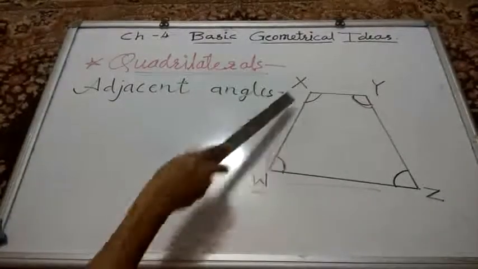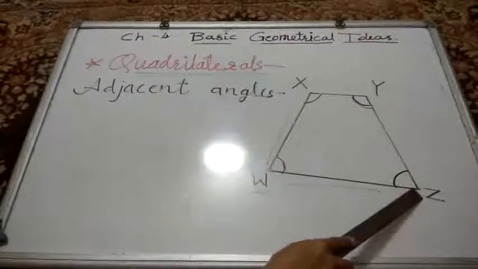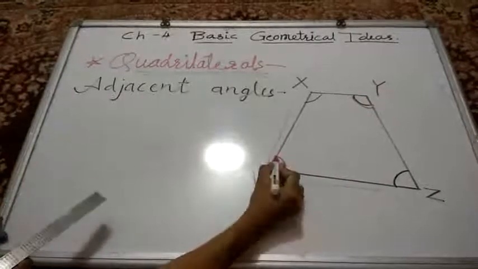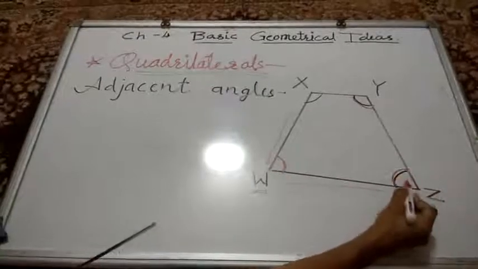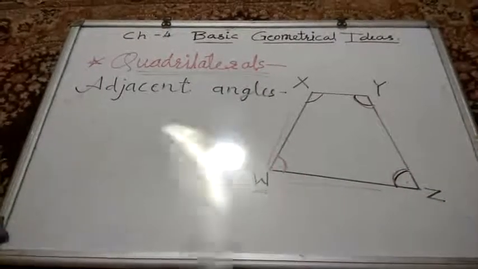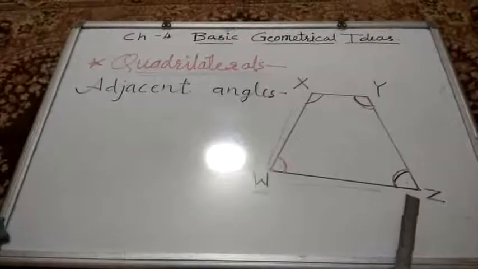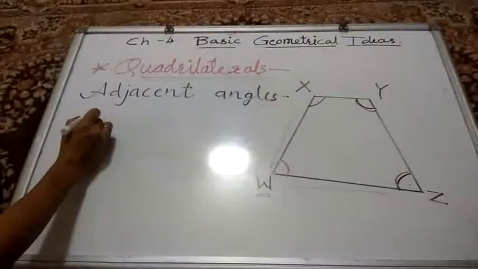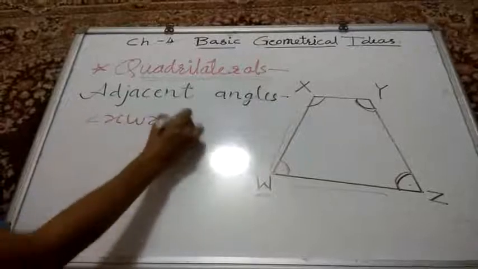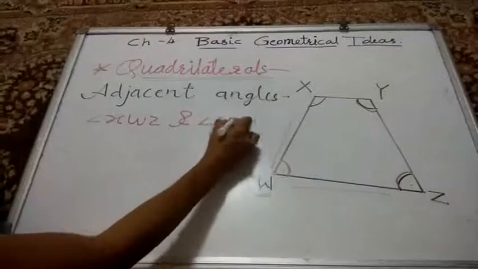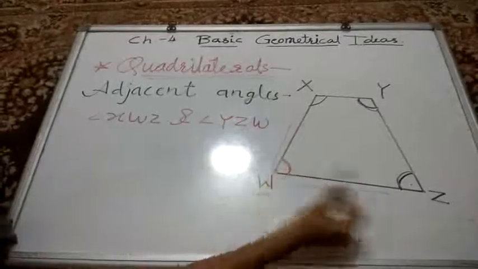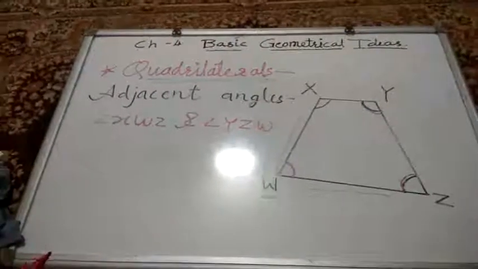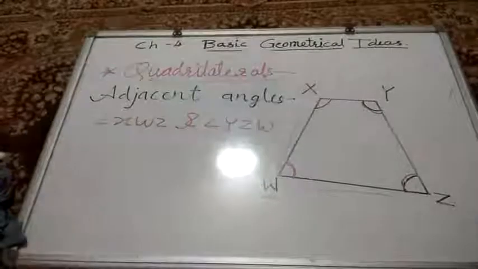For example, in this quadrilateral, angle XWZ and angle YZW. Which two angles are being formed here? Angle W and angle Z. Do these two angles have a common side? Yes. Which common side? Side WZ. So these two angles are adjacent angles, angle XWZ and angle YZW, because these two angles have this common side. Similarly, you have to write the remaining three pairs of adjacent angles. Thank you.